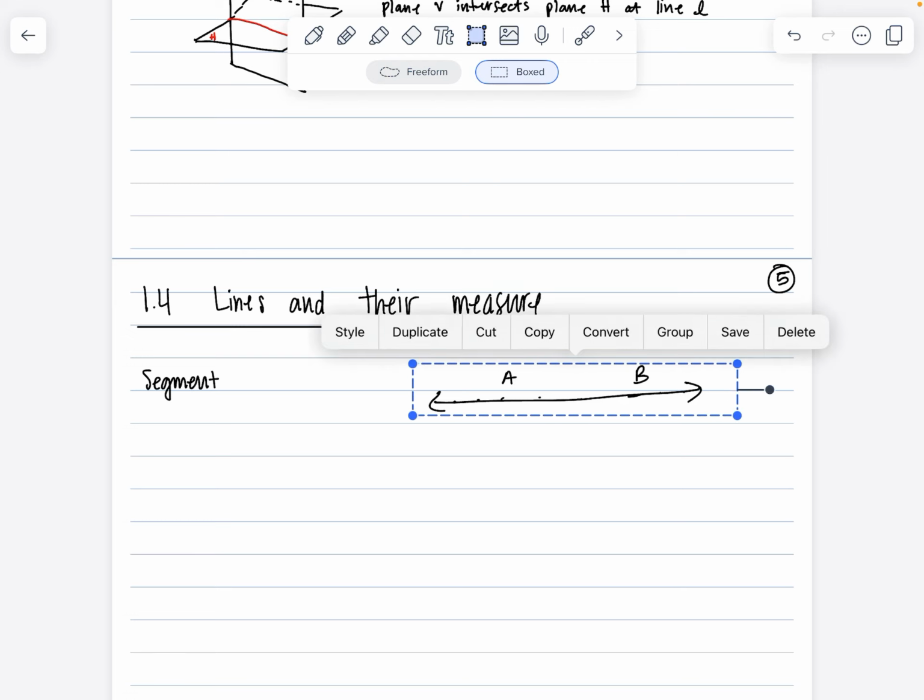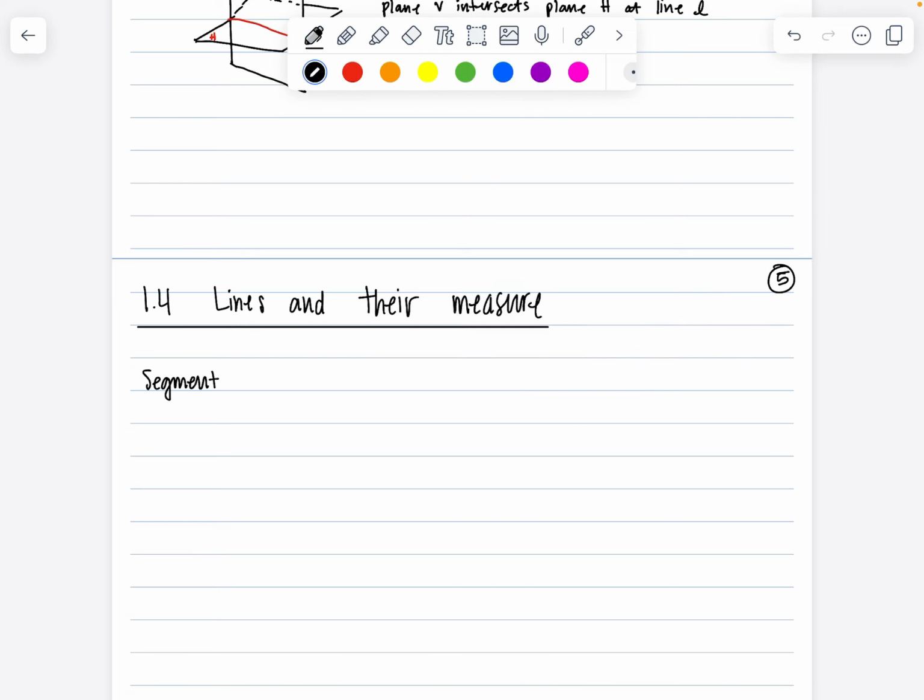But we also have something called a line segment, or in short, a segment. A segment is different than a line, and a segment can be measured. It has 2 endpoints. So it is a line that can be measured and has 2 endpoints. And we will draw an example of this.